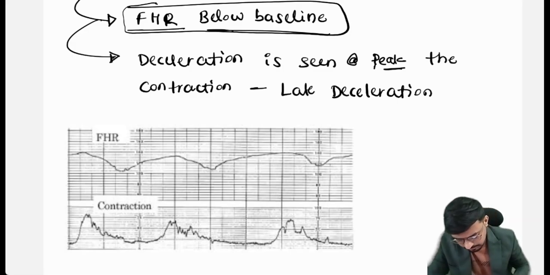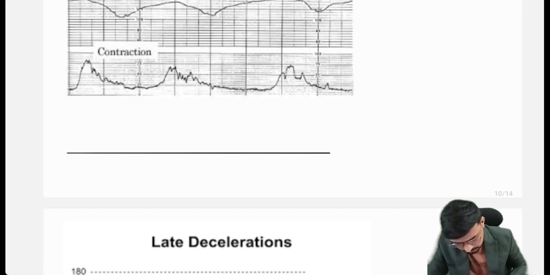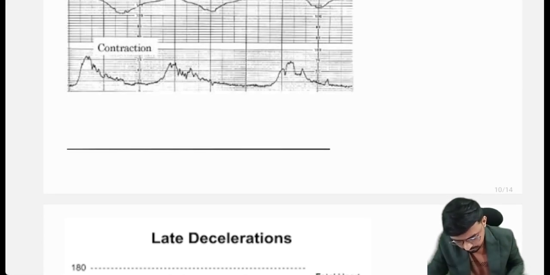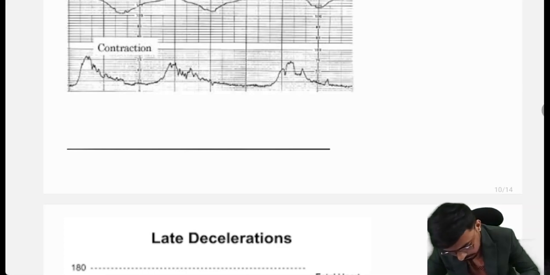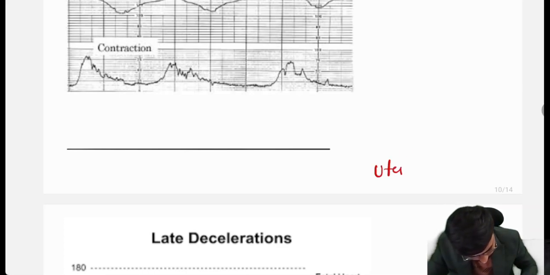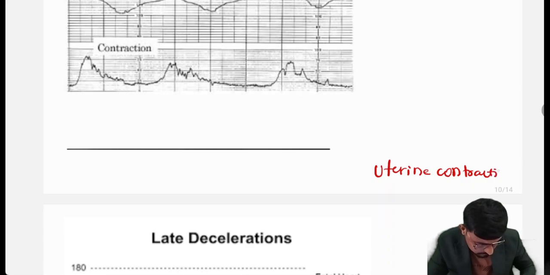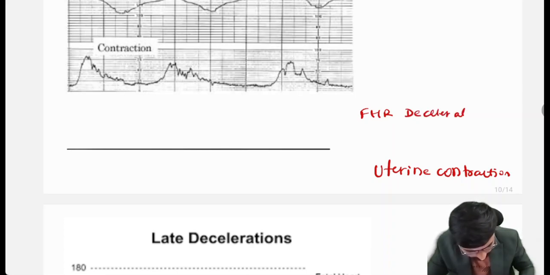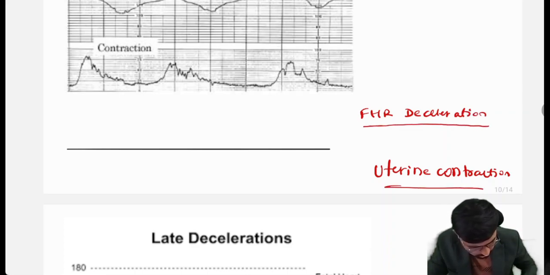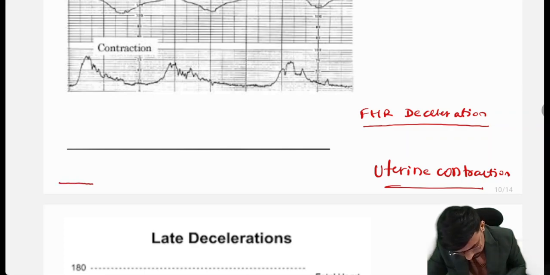So why, sir? Look at this particular image. I will make your concept clear so it will be helpful for you all. What I am drawing here now is the uterine contraction. And here I will draw the fetal heart rate. Deceleration means the fetal heart rate is decreasing. Now the uterus has started to contract. The uterus contracts and comes back to normal, then contracts and comes back to normal.